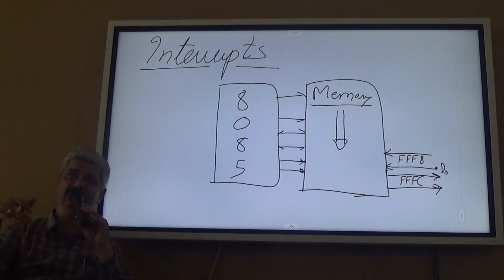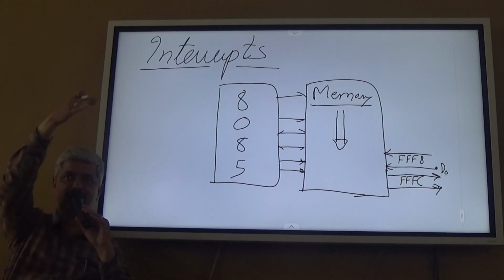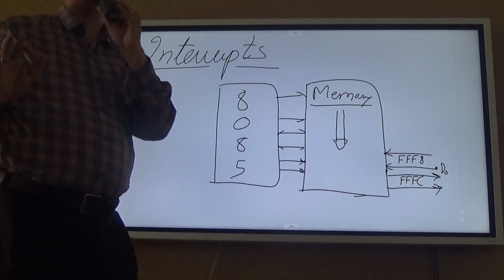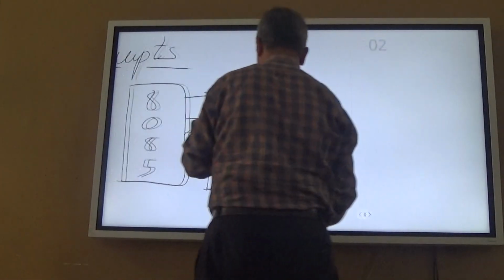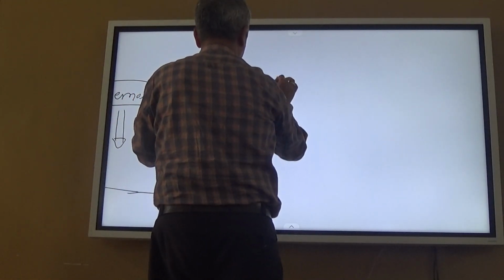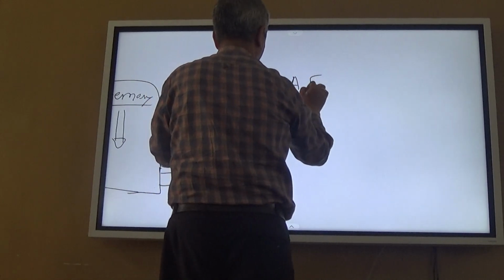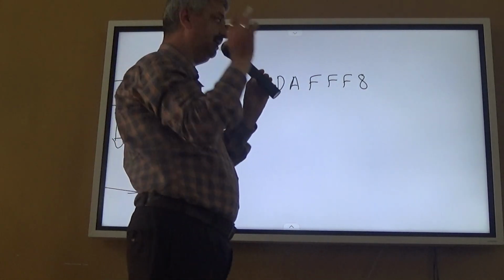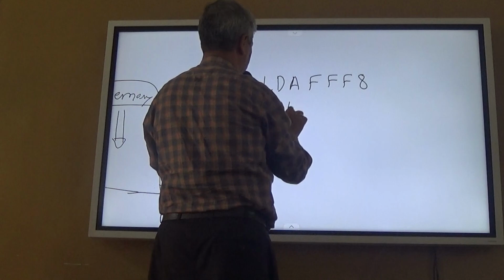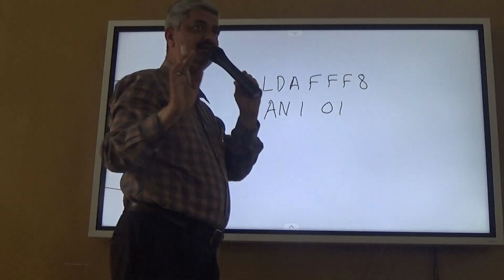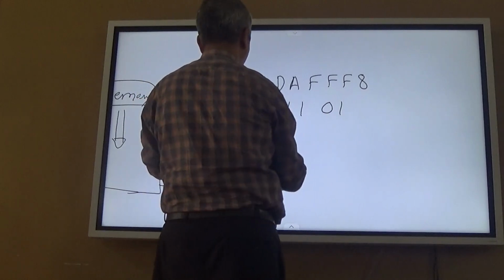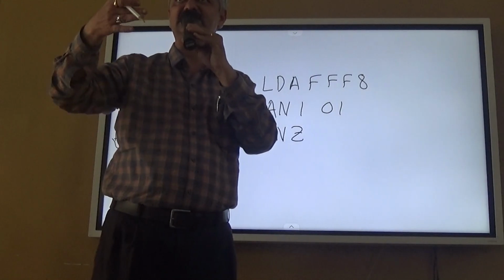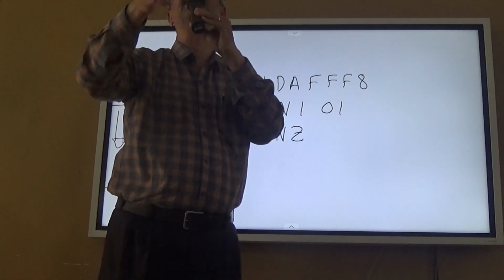After every, in the main program, in my program, what should I do? I should write the instruction sequence LDA FFF8, LDA FFF8 and immediate 01, and jump on no zero. And if that event happens, what are you supposed to do? You are supposed to do something else.